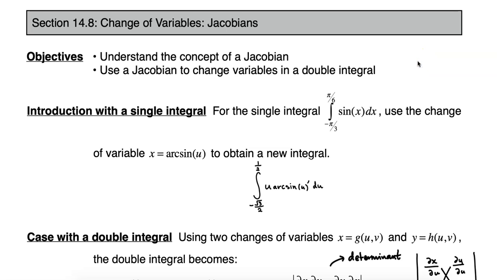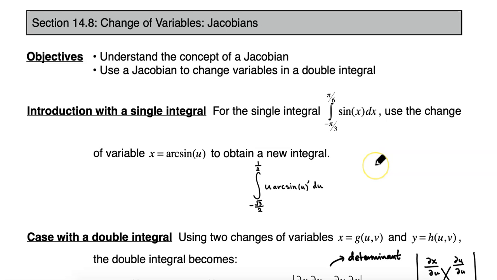Section 14.8, Jacobians. This is the last section in this chapter and in this class. In this section we will see how we can make changes of variables, and it will explain why, when we were changing from rectangular coordinates to polar coordinates, we had this r that we had to multiply when we changed dx dy to r dr d theta.